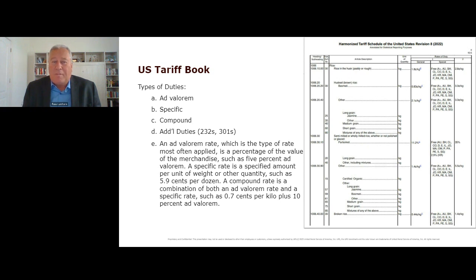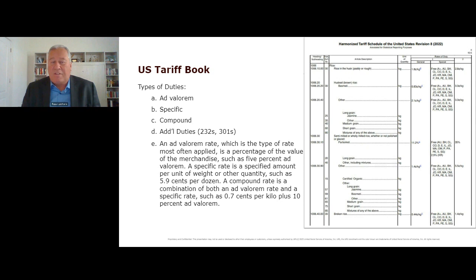Rates of duty can come in the shape of ad valorem duties. An ad valorem rate is a percentage of the value of the commodity. So let's say we were bringing in $1,000 and it was a 10% ad valorem rate. The duty is going to be $100. It's just based on the value of the goods.